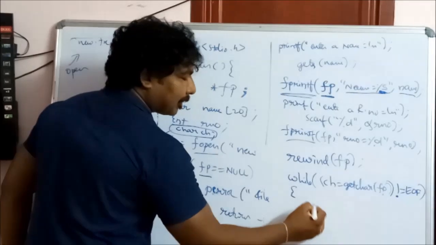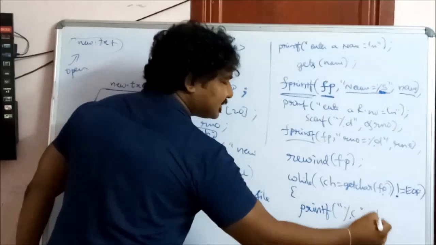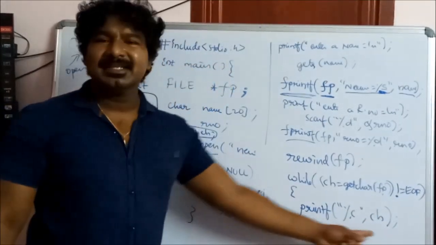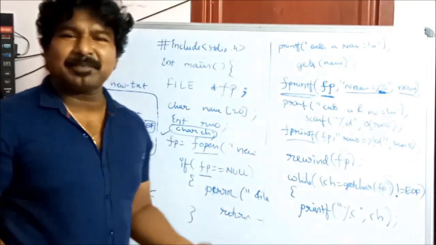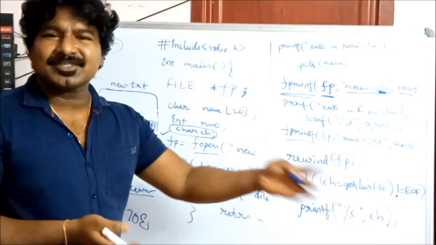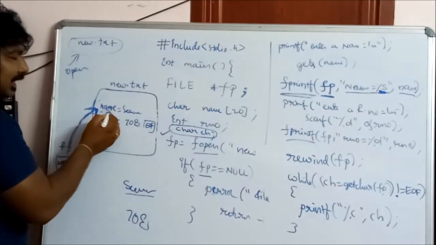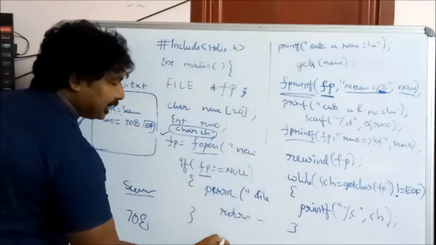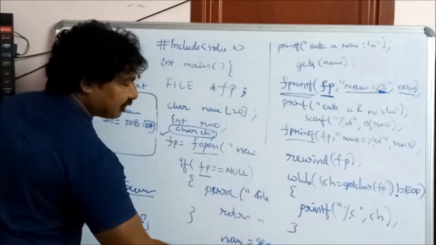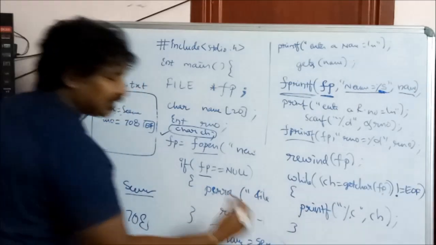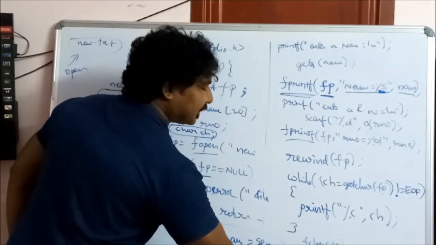printf("%c", ch). This printf statement will print my character on the screen, because printf is the function that prints whatever information on the screen. So I'm just closing it. This while loop will read all the characters. That means N, A, M, E equals Seenu. It will print all the things: name equals Seenu, then roll number equals 708 on the screen. Then I'll close fp. Then close the program, return 0.